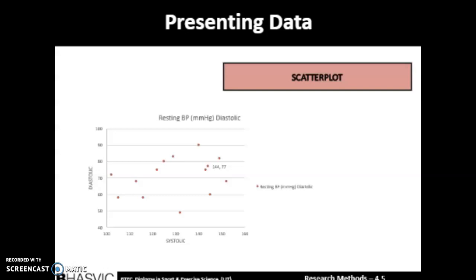So the first way of presenting data that I'm going to talk about is a scatter plot. The scatter plot graph shows where a value is in relation to another value. Above you can see my example using resting blood pressure, diastolic and systolic. This allows the researcher to see the relationship between the two values. Above you can see there is a very weak positive correlation showing that as diastolic blood pressure is higher, so is systolic blood pressure.